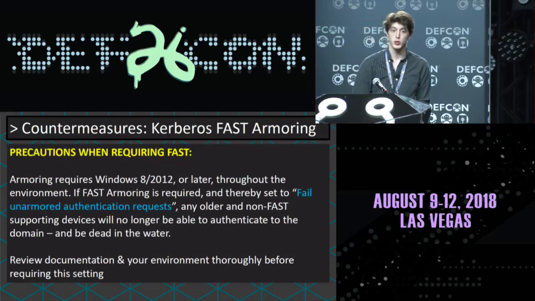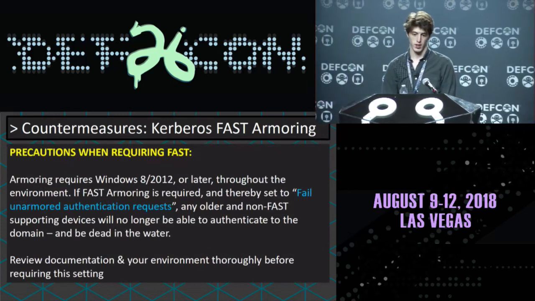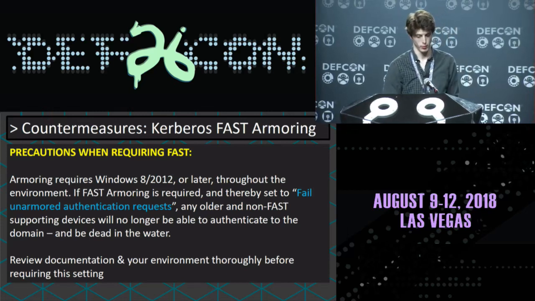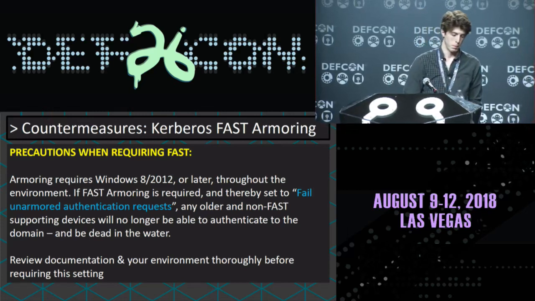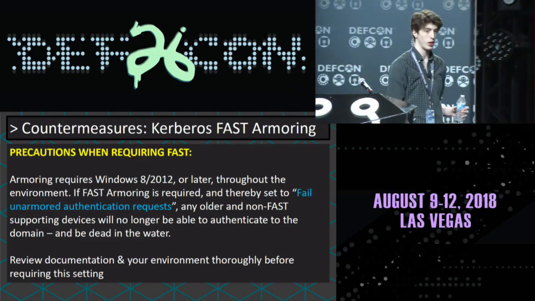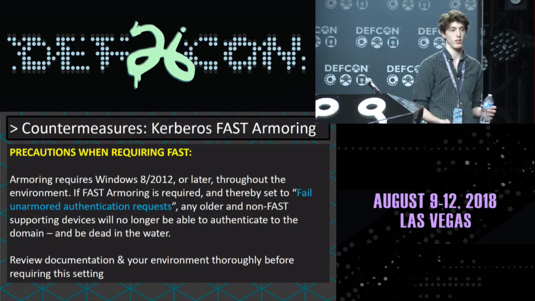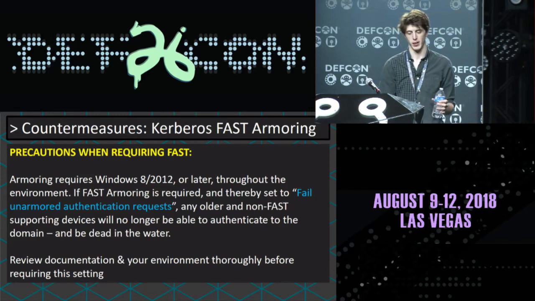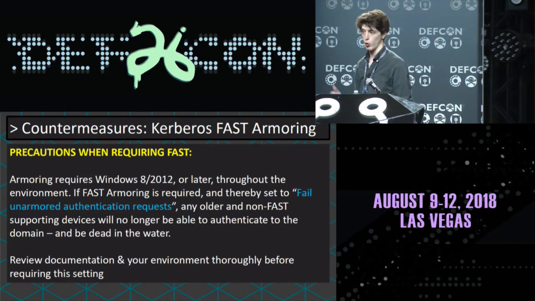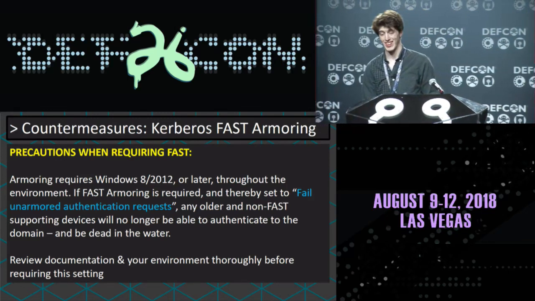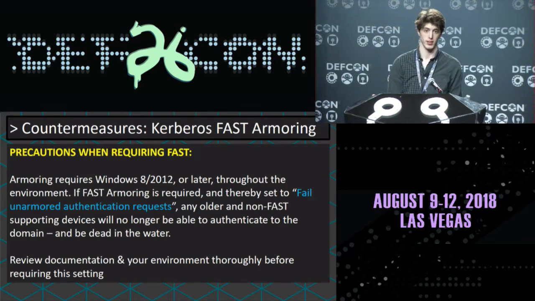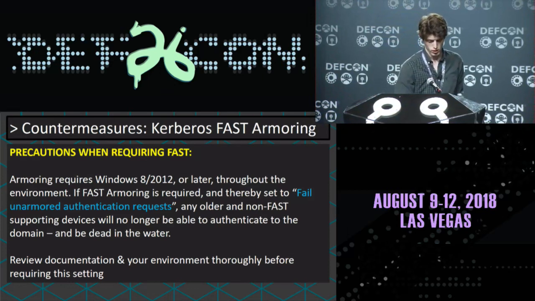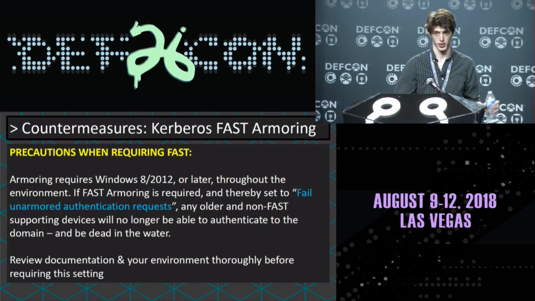So, huge precautions when enabling fast. It requires Windows 8 and 2012 or later throughout the environment. Just like SMB signing, it can be supported or it can be required. If you just support it, we're going to take advantage of the benevolence of the server and just downgrade clients. But if you require it, then you better make sure that all your clients can connect to it, otherwise you're going to brick them. They're not going to be able to talk to the DC. Microsoft has great documentation on how to push out fast armoring, and I'd highly recommend going through the procedure of pushing this out through your organization.